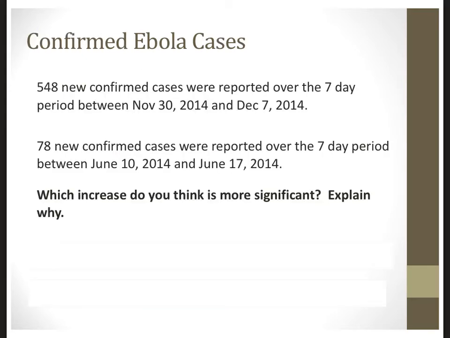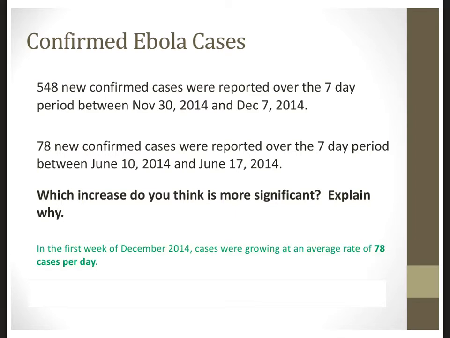And if you recall, in class, we ended discussing this problem. So there were 548 new cases over the first week in December of 2014, 78 new cases over the course of the week in mid-June of 2014. And we were talking about which of these increases seems more significant. And so using average rate of change as a measurement, we could calculate these two average rates of change.